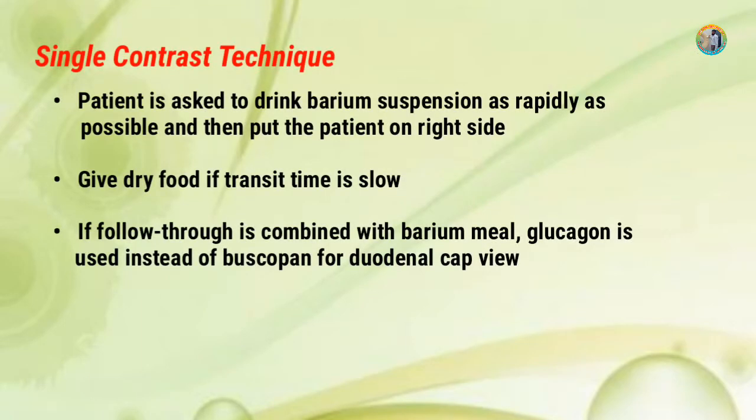Single contrast technique. Patient is asked to drink barium suspension as rapidly as possible and then put the patient on right side. Give dry food if transit time is slow. If follow-through is combined with barium meal, glucagon is used instead of Buscopan for duodenal cap view.